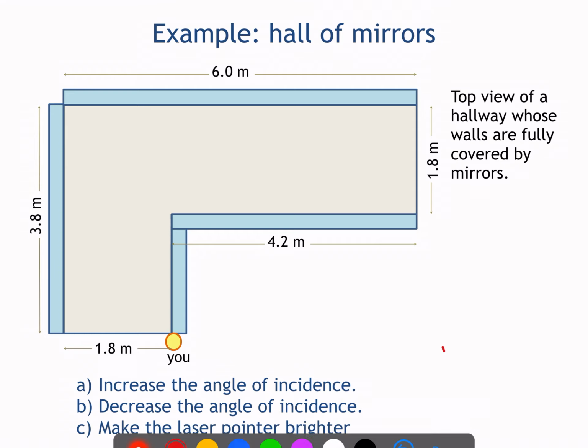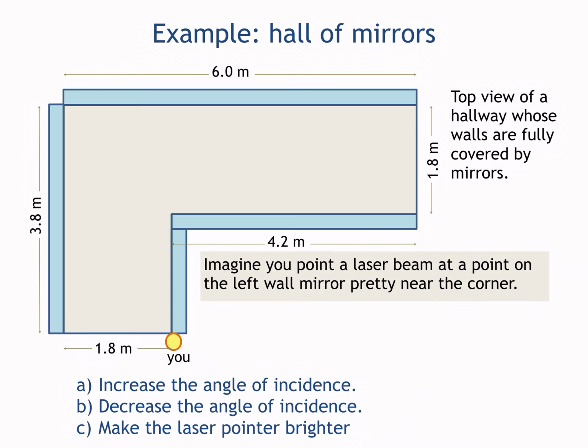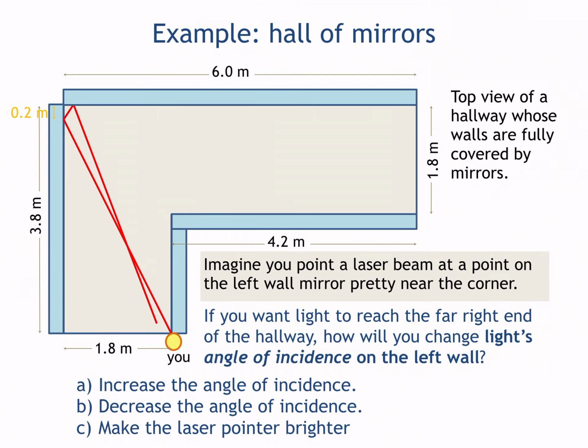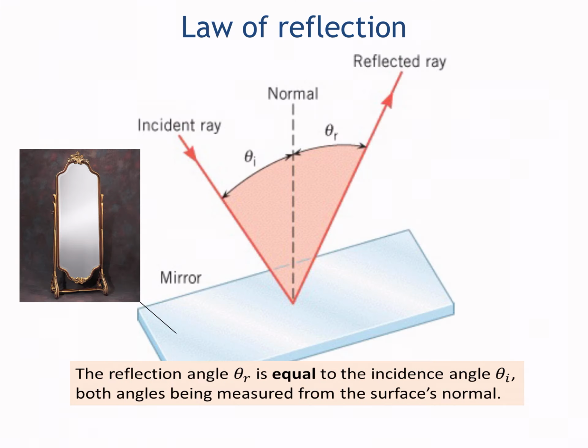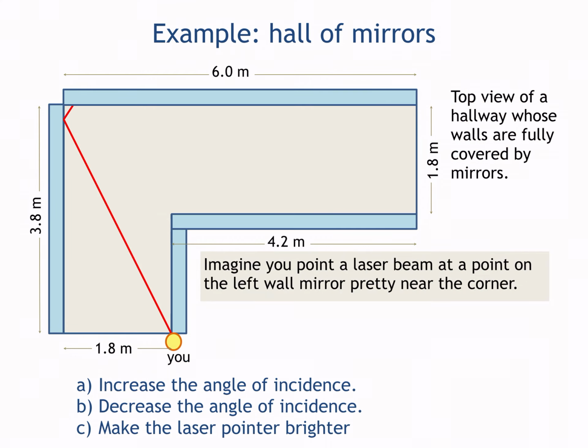Okay, so what you start off with is a laser beam pointing something like what you see here. What happens when it gets reflected is that it bounces like so, and then back at you, ending ultimately to your left. So if you want the laser beam to make it around the corner, what do you need to do? You're going to have to change the angle of incidence somehow. The question is, are you increasing or decreasing the angle of incidence?